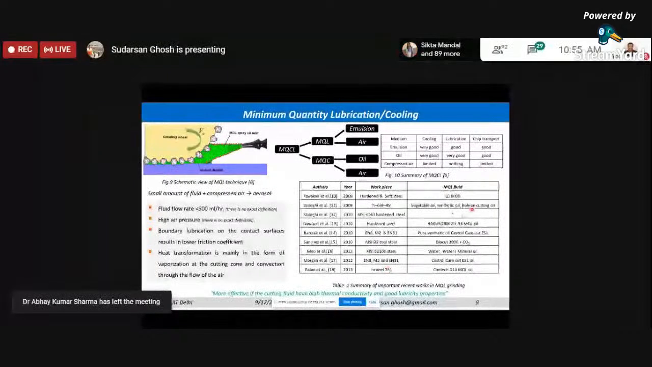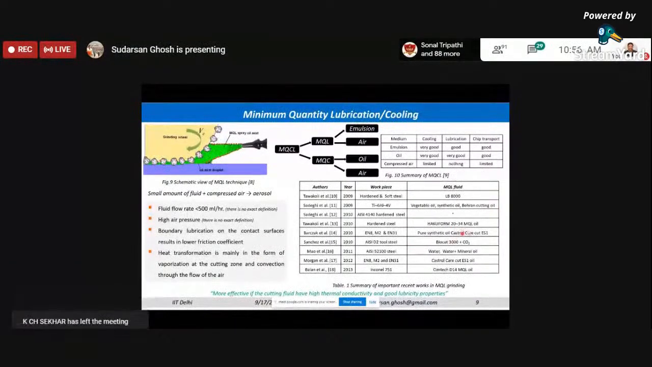So if you see over here, a lot of researchers have worked on this MQL process using different types of cutting fluids. So these are more or less the standard cutting fluids. As you can see, there is Castrol. So Castrol is a famous oil manufacturer. So their oils like BioCut have also been used by researchers.